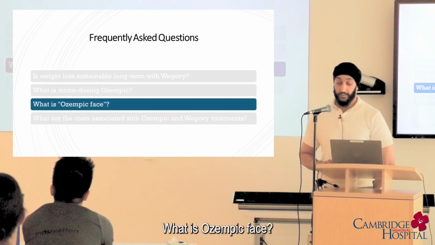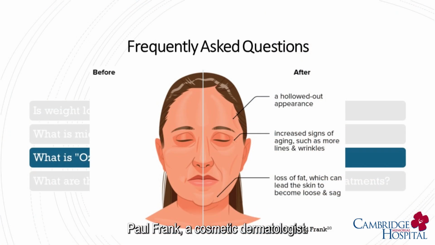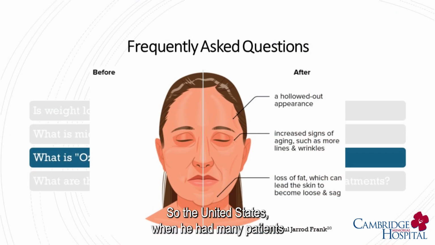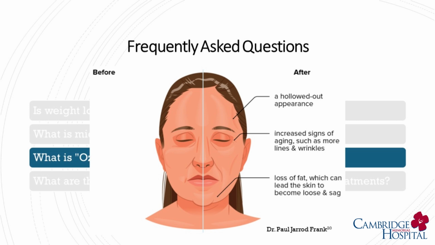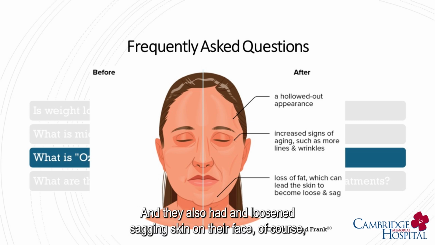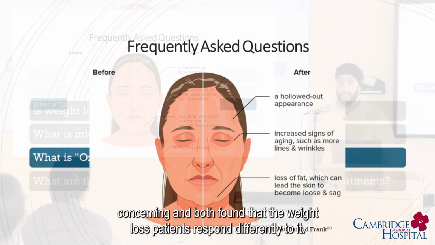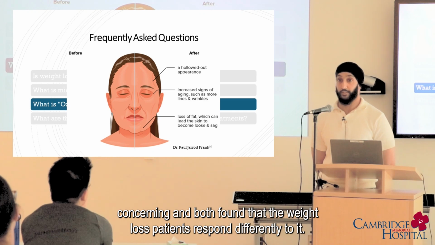What is Ozempic face? Well, this was a term that was actually coined by Dr. Paul Frank, a cosmetic dermatologist based out of the United States, when he had many patients on Ozempic come to his clinic with an appearance that was hollowed out. They showed increased signs of aging, such as lines and wrinkles, and they also had loose and sagging skin on their face.